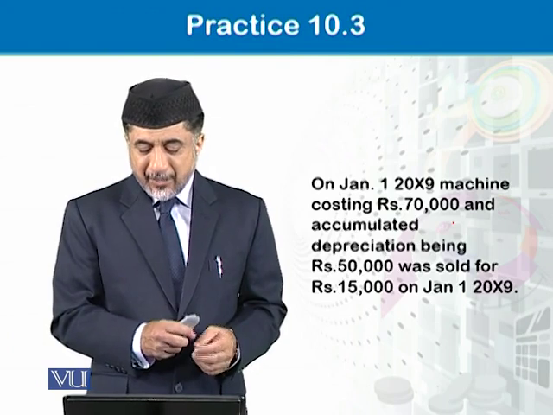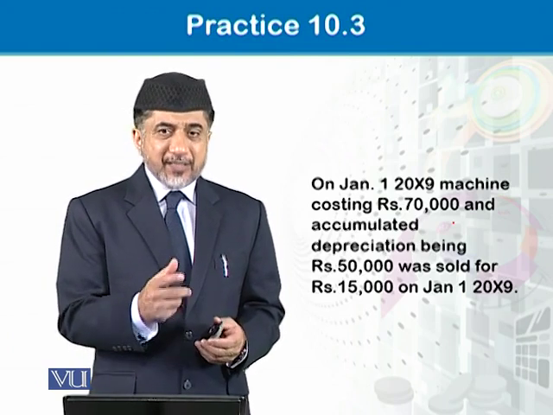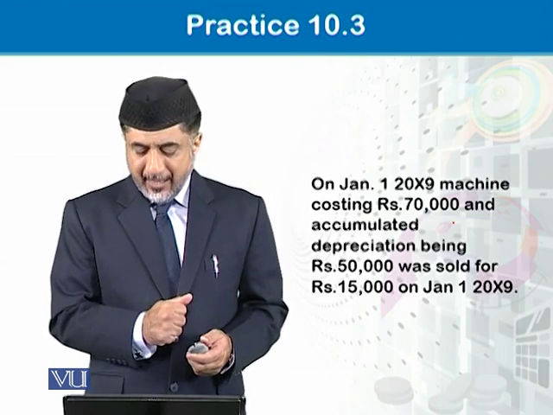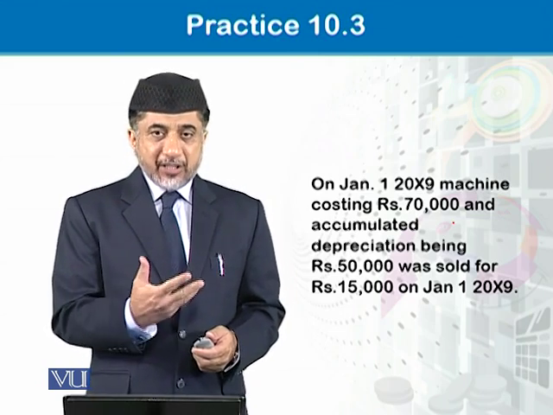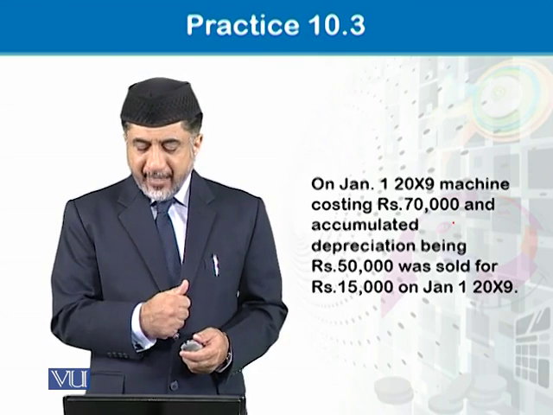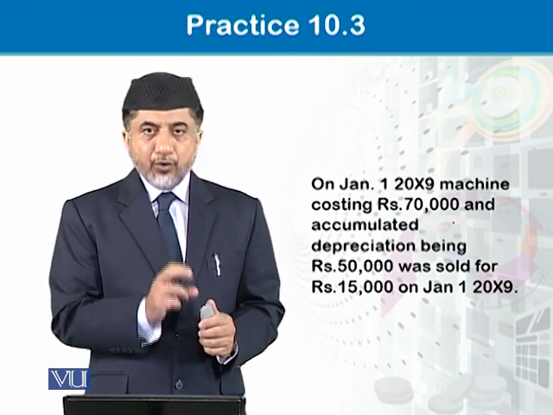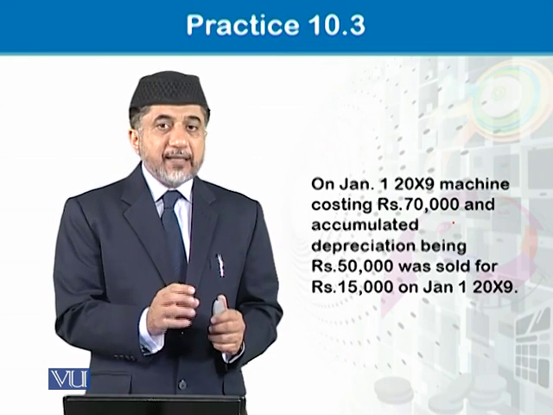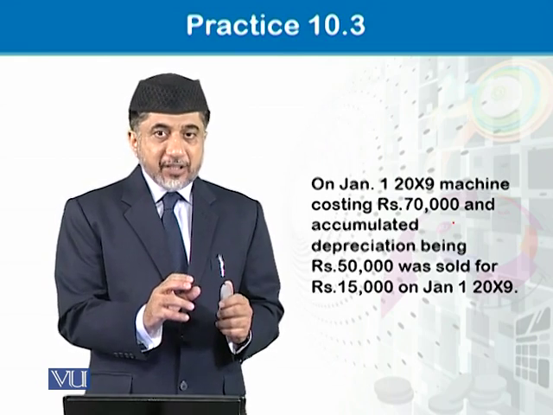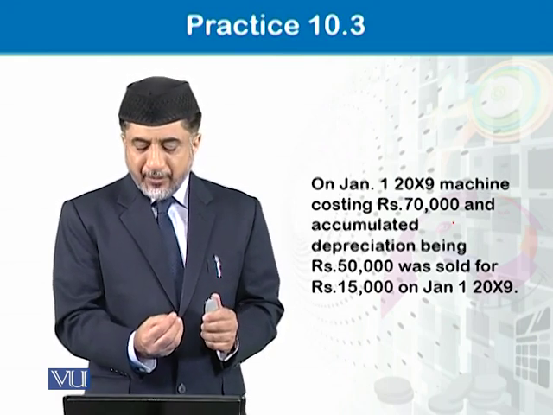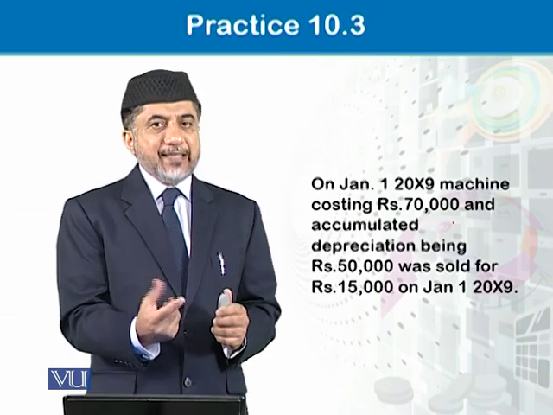So please be attentive. This practice question is telling us that on 1st January X9, there is a machine costing 70,000 and its accumulated depreciation on that date is 50,000. And we are selling this asset for 15,000 on 1st of January X9.